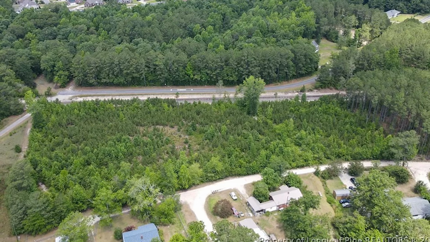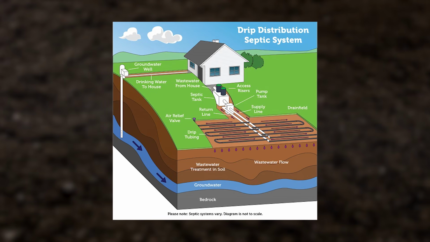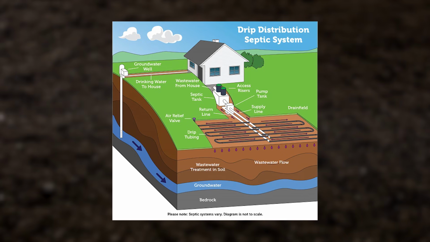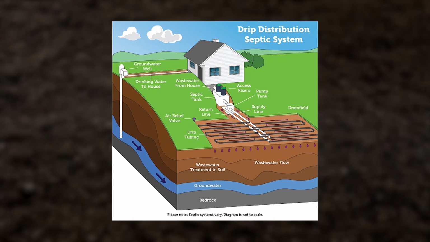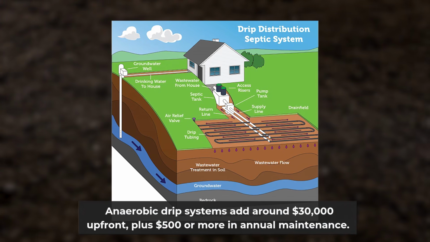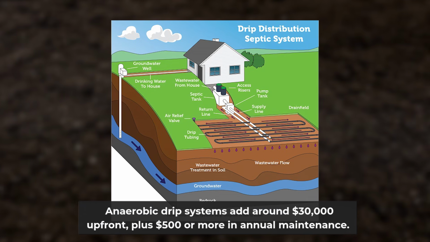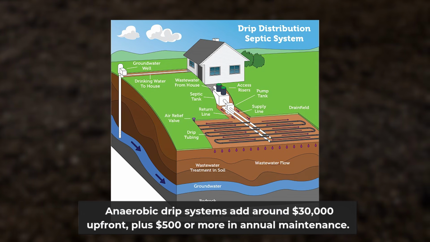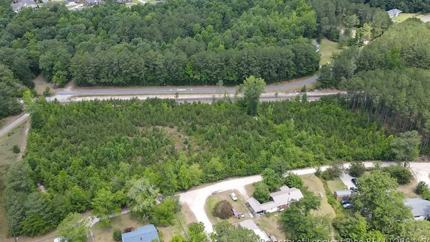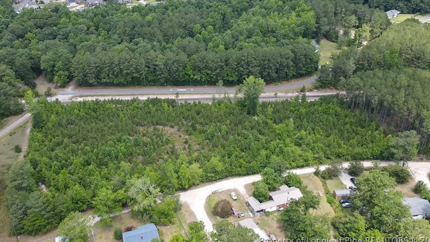The only type of septic system that we might be able to get on that property was an aerobic drip septic system. These are engineered septic systems that add another $30,000 in cost just on the septic, plus another $500 or more in annual maintenance costs. So I'd say just on the septic there, we're probably losing about $40,000 in market value on this property.